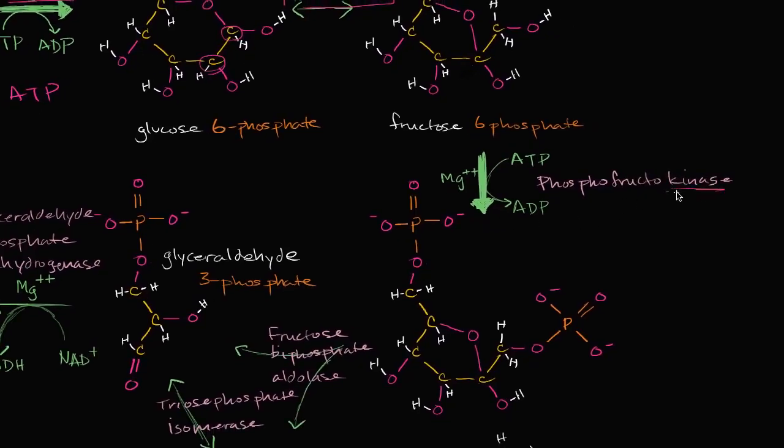It has the word kinase in it, and it's using up the ATP. You can guess what's going to happen. We're going to attach another phosphate group to the fructose 6-phosphate, and now you have 2 of these phosphate groups. So this hydrogen right over here is now replaced with another phosphate group. And once again, it's facilitated by the magnesium cofactor.